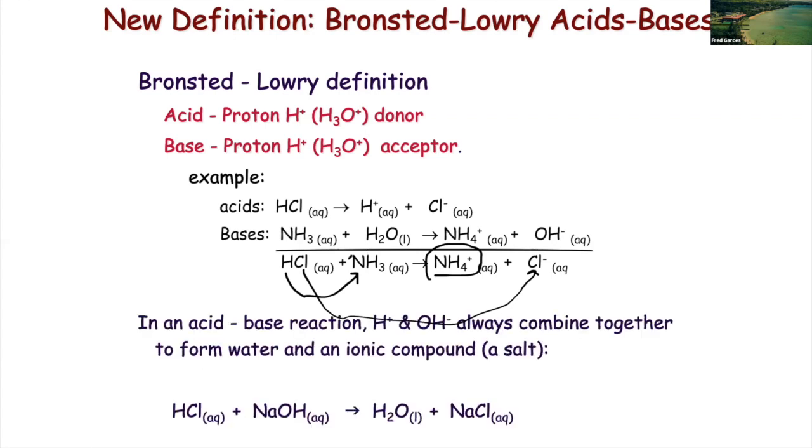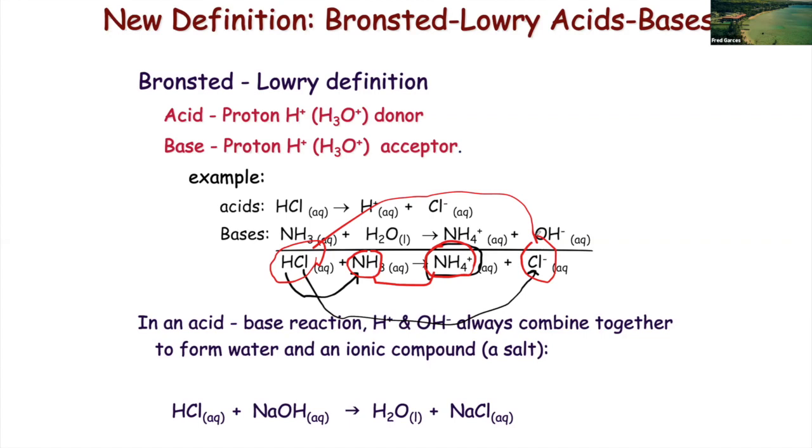These two are conjugate pairs. And the reason why they're conjugate pairs is because they only differ by hydrogen. These two are conjugate pairs. Again, the reason why they're conjugate pairs is because they differ by a hydrogen. And we'll talk more about these in the next few slides.